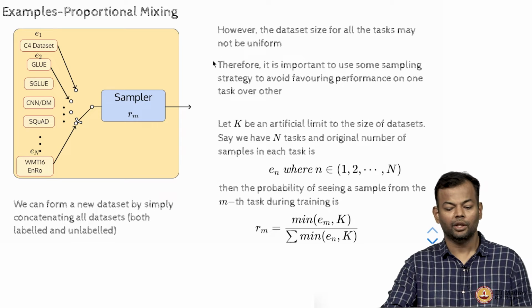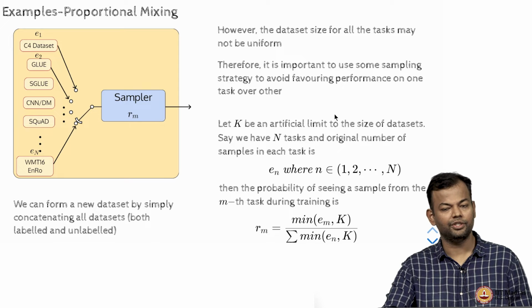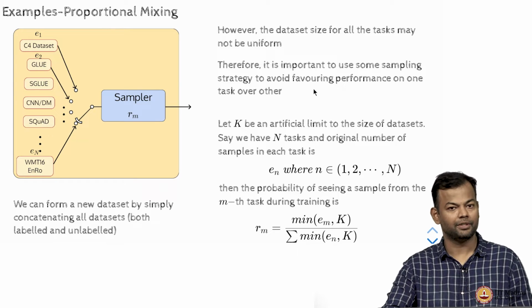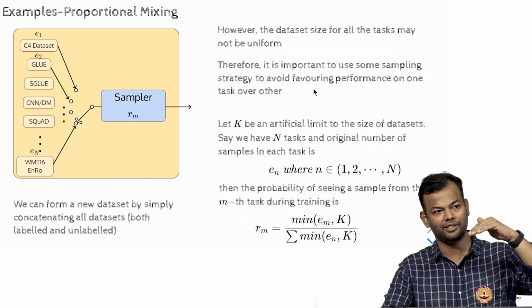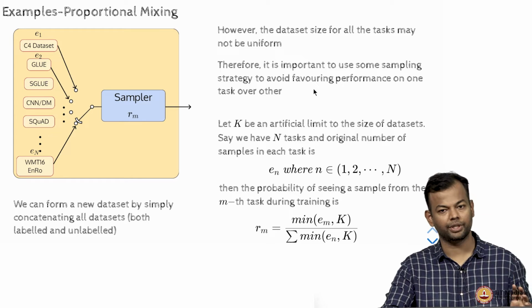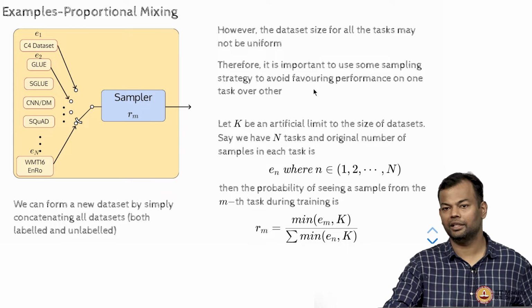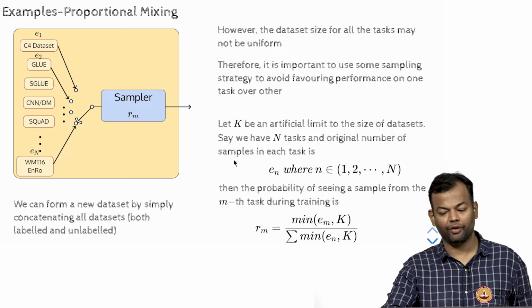As stated here, the data set for all the tasks may not be uniform, so you should use some sort of sampling strategy. Here's one simple sampling strategy. You want to make sure that all of these data sets are in some fair proportion, so that some data sets are not underrepresented, because then the performance on those data sets would be poor. So here's one way of doing this.